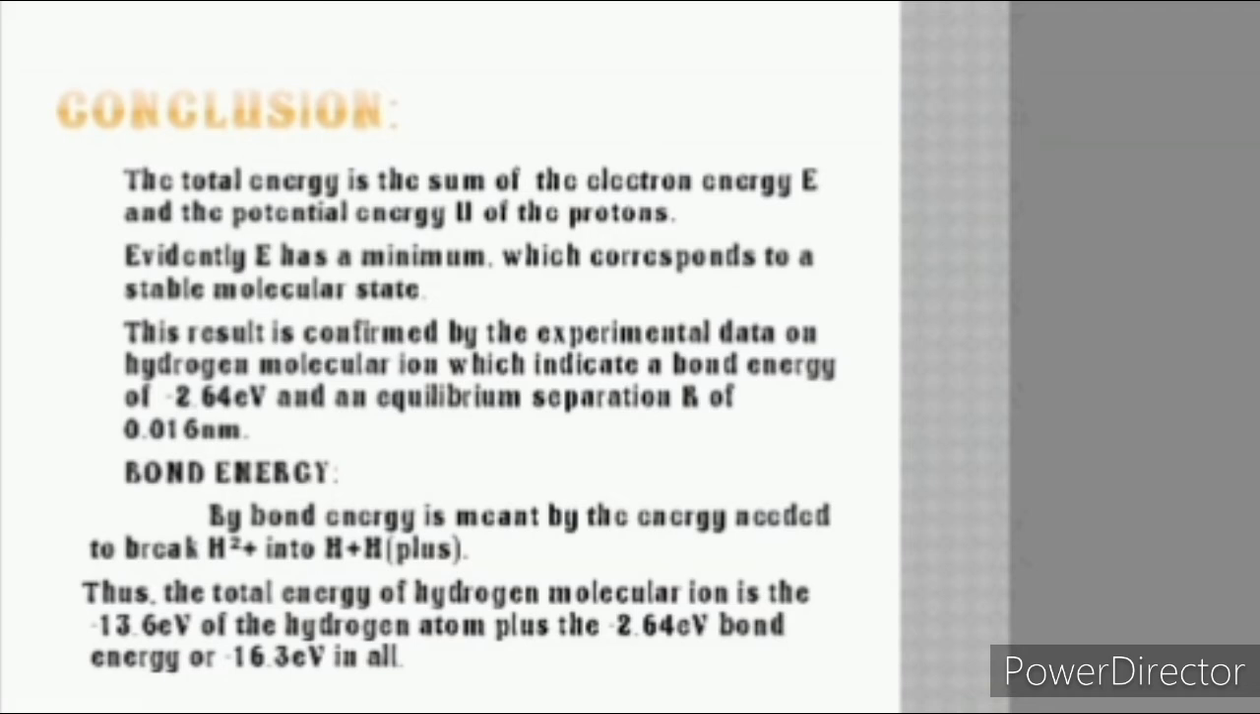If this point is not clear to all of you, then ask me. I will clear it again for all of you if it's not clear. So this small dip means the energy is minimum here, and here the bond energy is 2.65 electron volts.